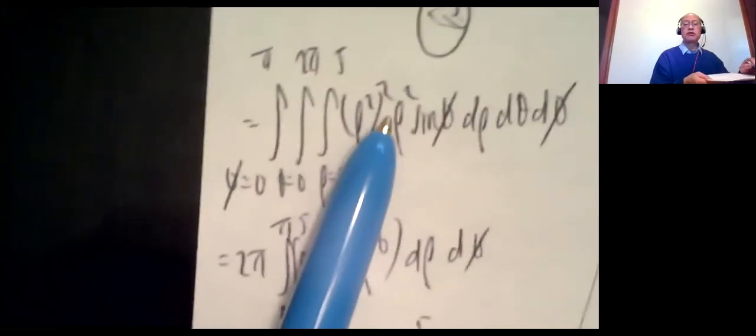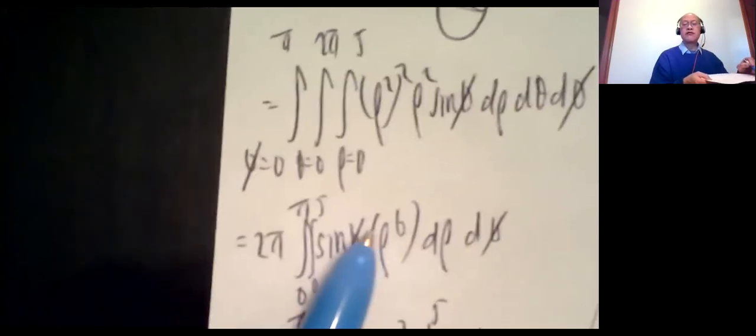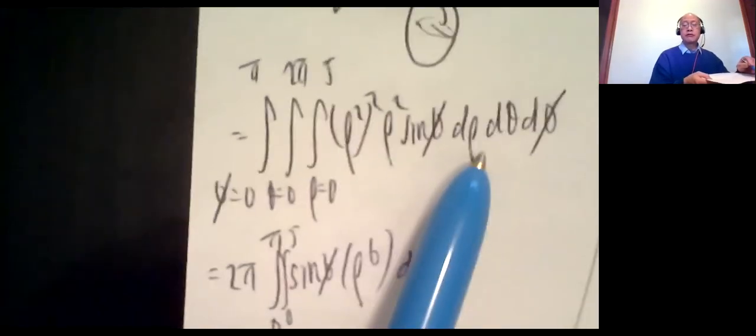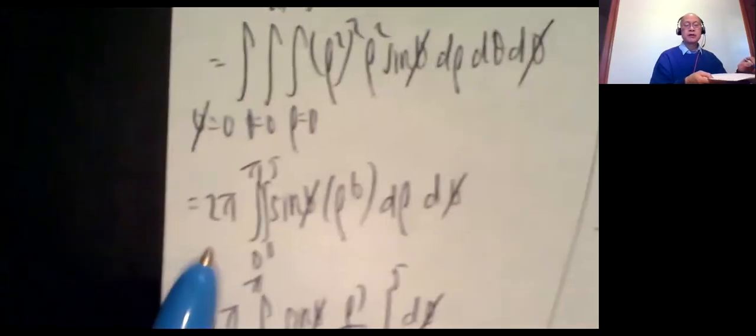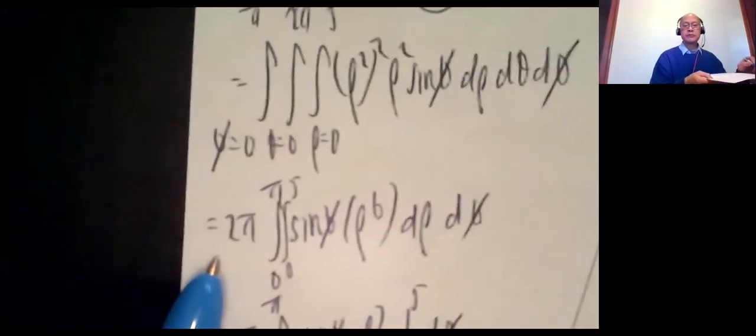Okay, other than that, that shouldn't be that big a deal. So that's going to be rho to the 4, rho squared, so rho to the 6 sine phi. There's no theta in here, and this happens a lot under these conditions. There's no theta, so take out the theta. The length of the interval is 2 pi. Take that shortcut whenever you can.